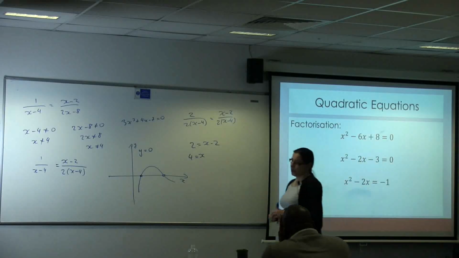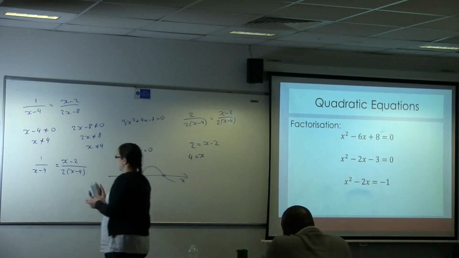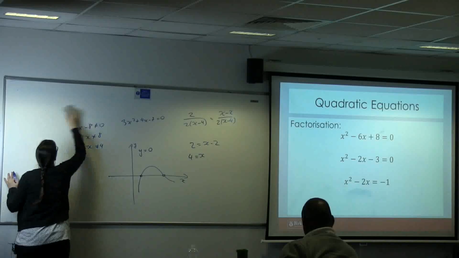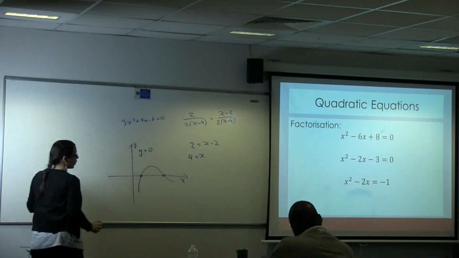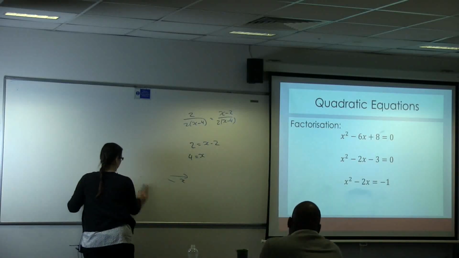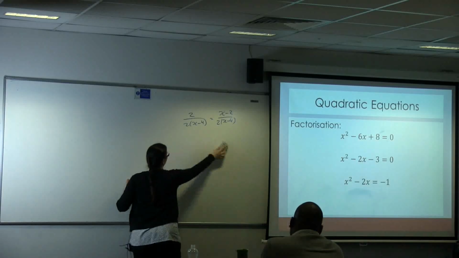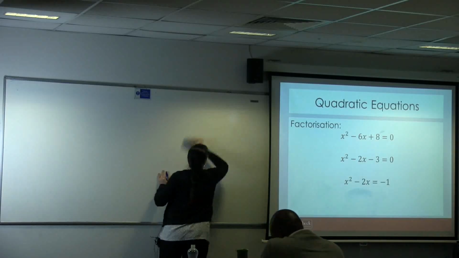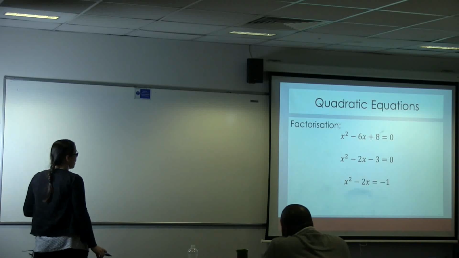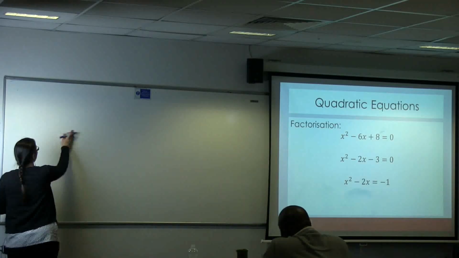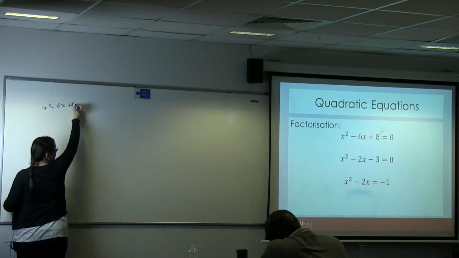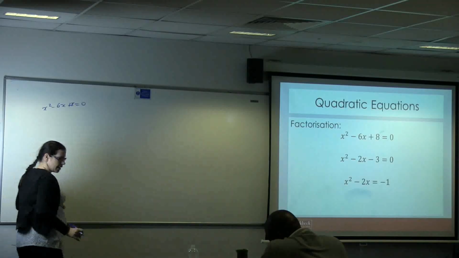Now, when you solve quadratic equations, you have got two approaches that you can take. You either solve them by factorization, or you solve them using the formula. Now, the key steps for factorization is that you look at the constant term. So x squared minus 6x plus 8 equals 0. Ooh, that doesn't look like an 8 at all.